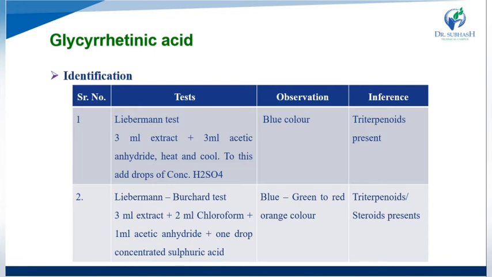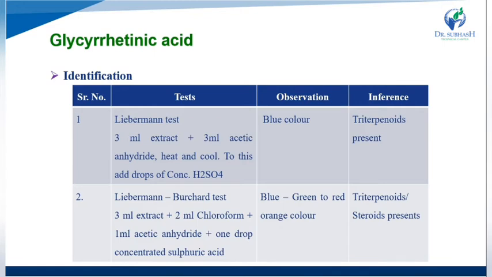In this test, first we take 3 ml of the extract and add 3 ml of acetic anhydride, then heat and cool. After heating we cool it, and then add drops of concentrated H2SO4. On adding 2 drops of concentrated H2SO4, we observe a blue color. That indicates the triterpenoid moiety is present in the unknown sample or extract.